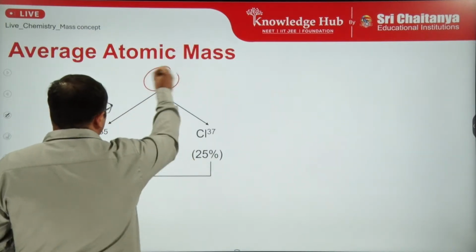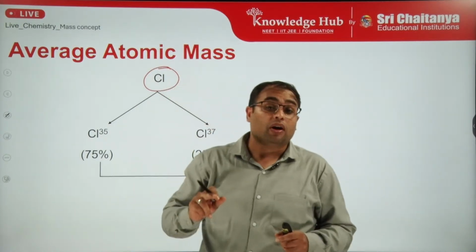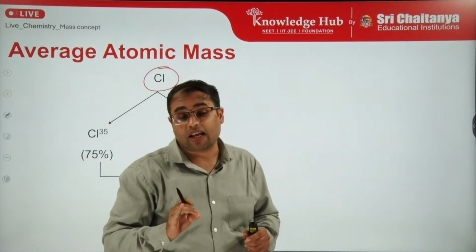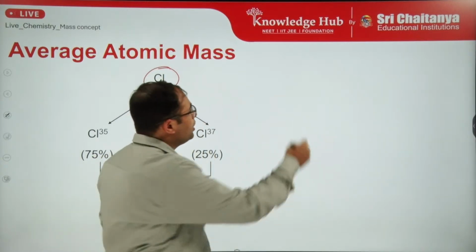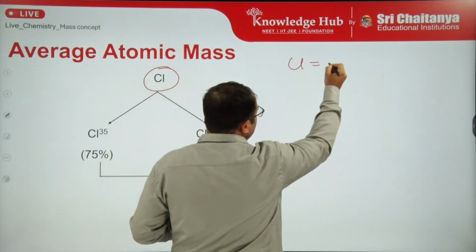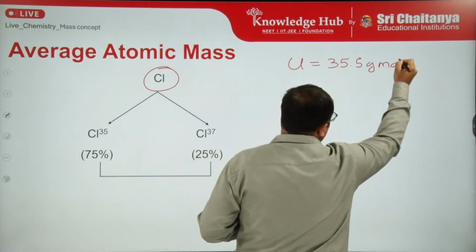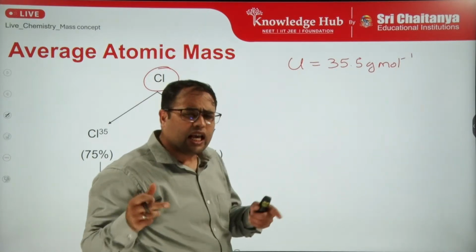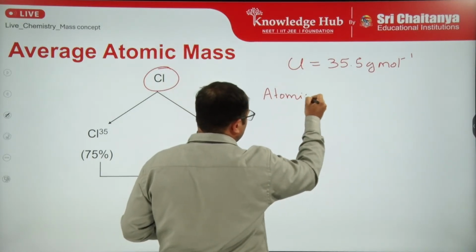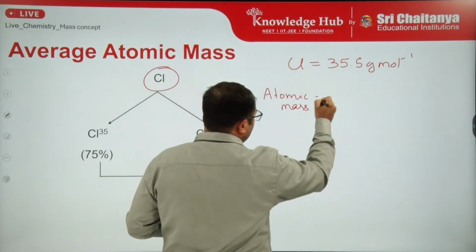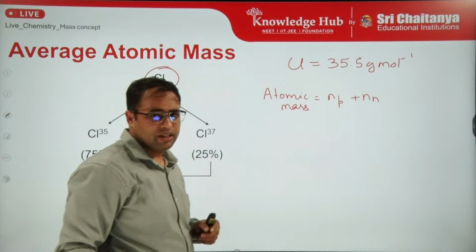Now I've taken the example of chlorine. Why so? Well, try and remember from the table of atomic masses that I have told you. Do you remember what the atomic mass of chlorine written there was? Well, chlorine's atomic mass was written around 35.5 grams per mole. Now think about it. What is atomic mass? It is actually number of protons plus number of neutrons, right? It's just that.